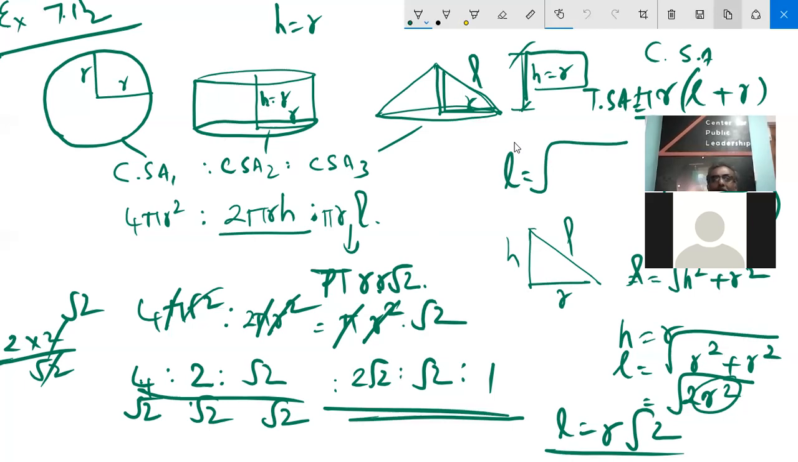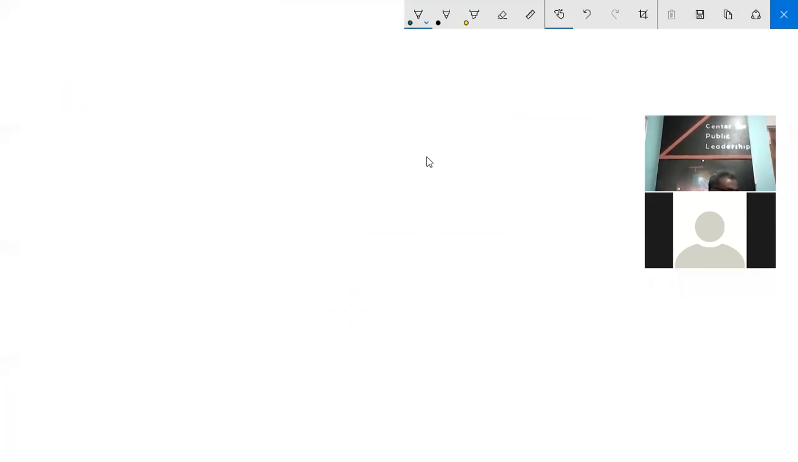Okay. Anyway, this is done now. Let us go to the next problem. Example 7.8. Let us try to do example 7.8. Find the diameter of a sphere whose surface area is 154. No, I think we have done this already.